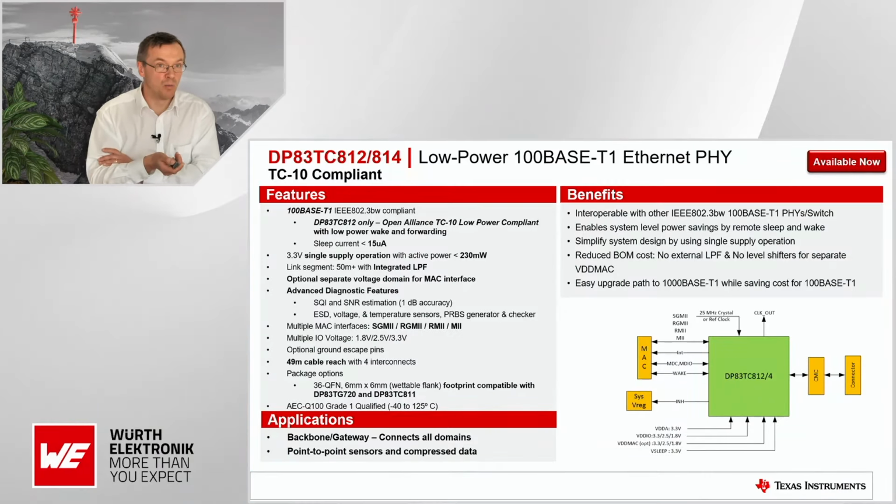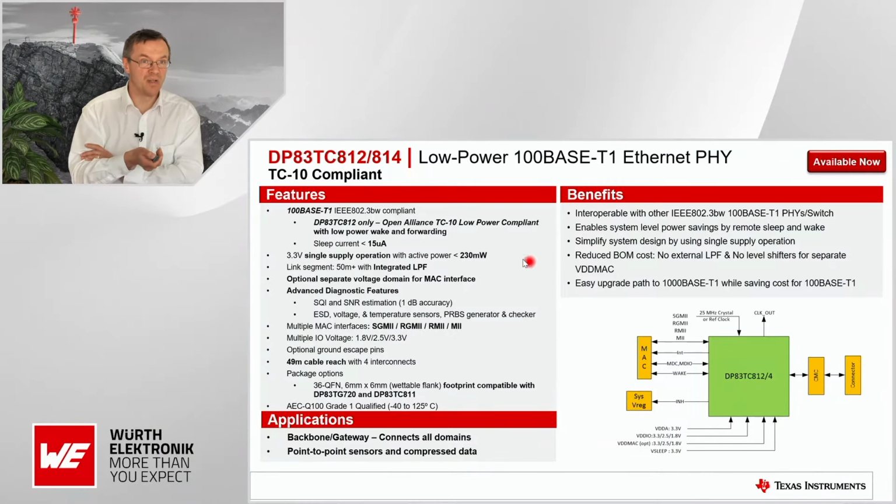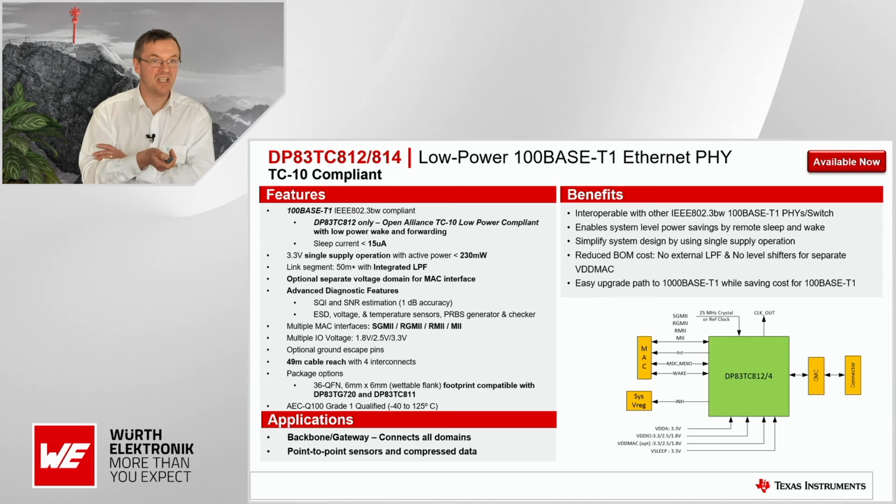The PHYs that we are working with today: the 10 megabit, so the 812 PHY. This is already available on ti.com. So if you search this part number, you can find it on ti.com and read the data sheet, get more information. What you also see here is that this PHY has multiple MAC interfaces, so you can basically choose which kind of connection you want to use.